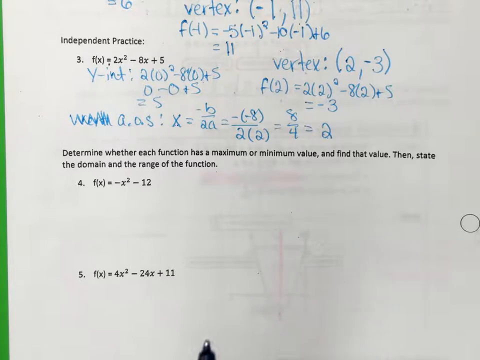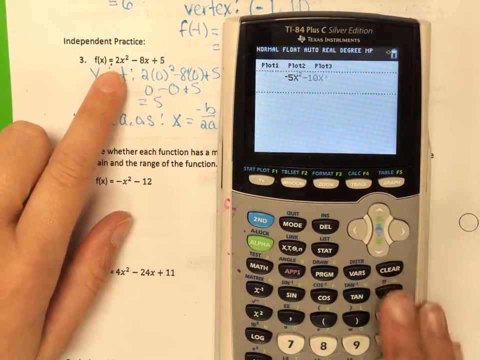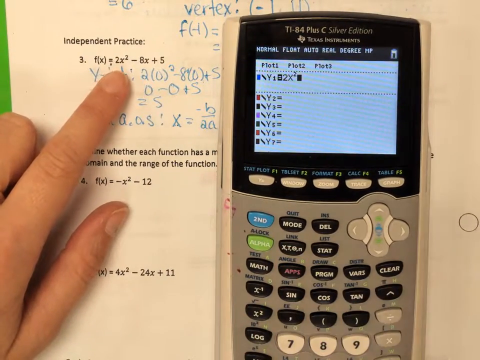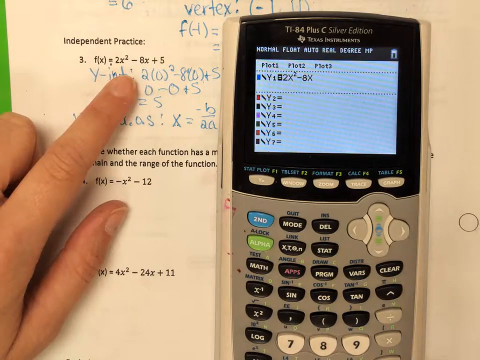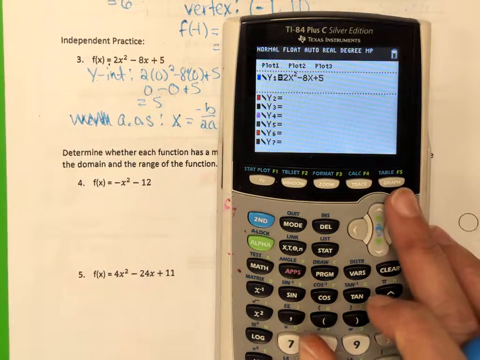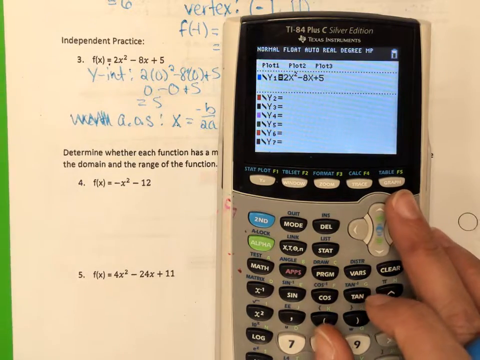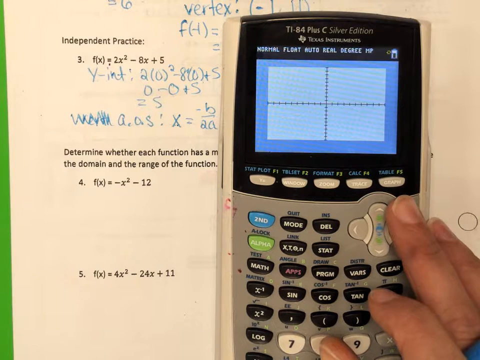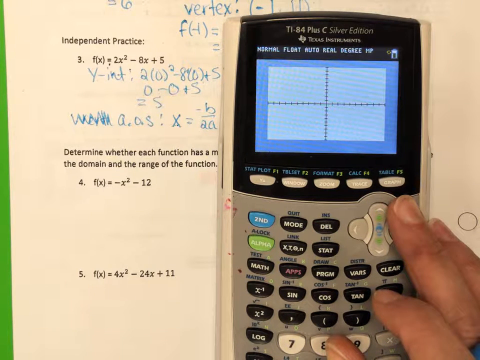Anybody lost? All right, go to your y equals and clear it out. Don't be lazy. All right, we got 2x squared minus 8x plus 5. The more times you type it in, the faster you're going to be able to do it. When you're on the ACT, time is money. So hit graph. Well, you don't really even have to hit graph. I shouldn't have done that, sorry. My slow calculator.